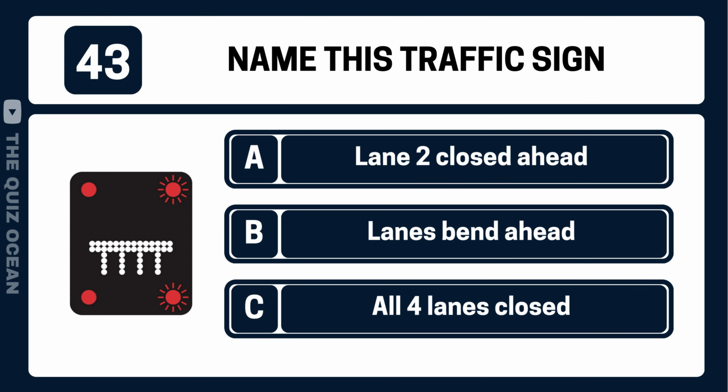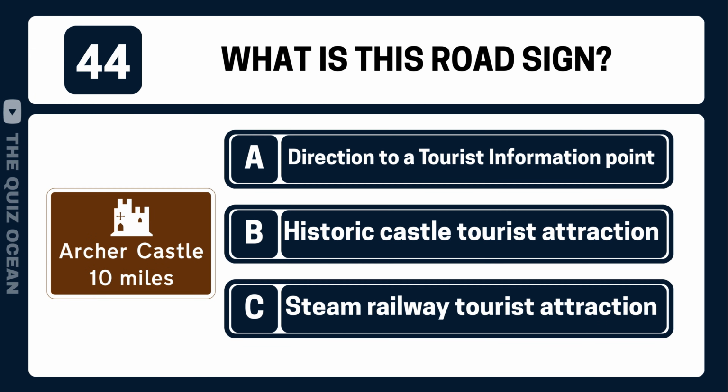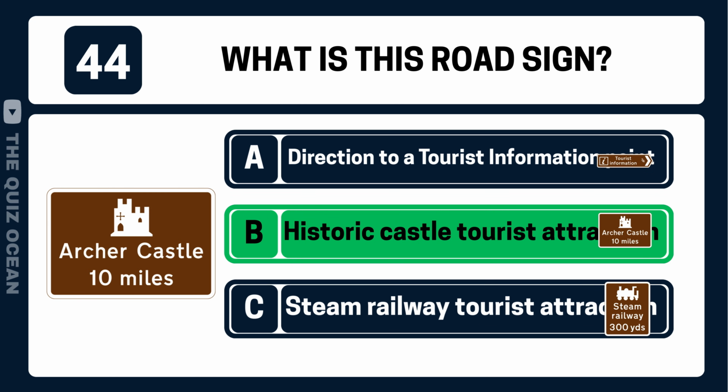Name this traffic sign. Exactly. This sign indicates that all 4 lanes are closed. What is this road sign? Good observation. This sign points to a historic castle tourist attraction.